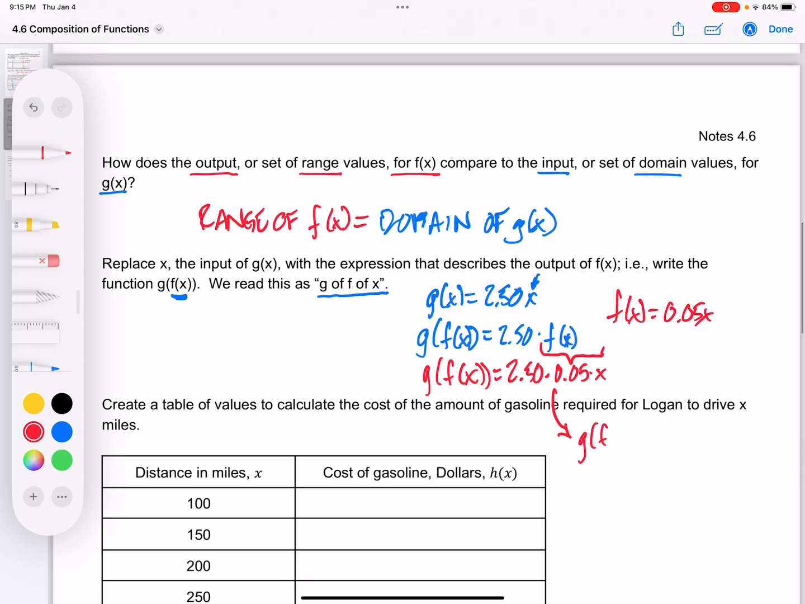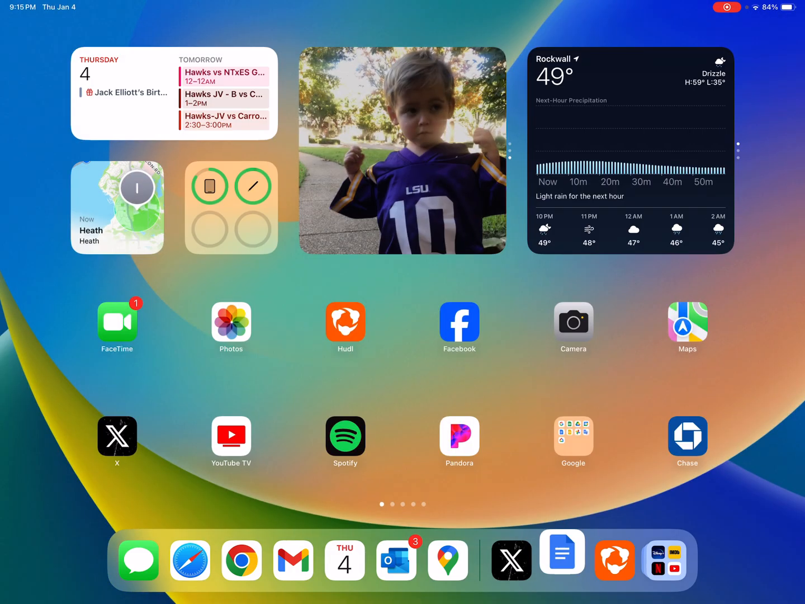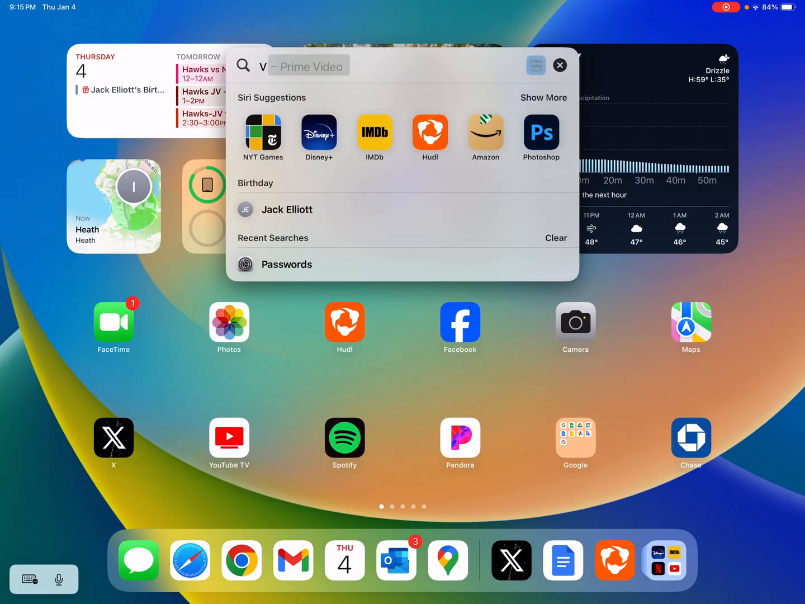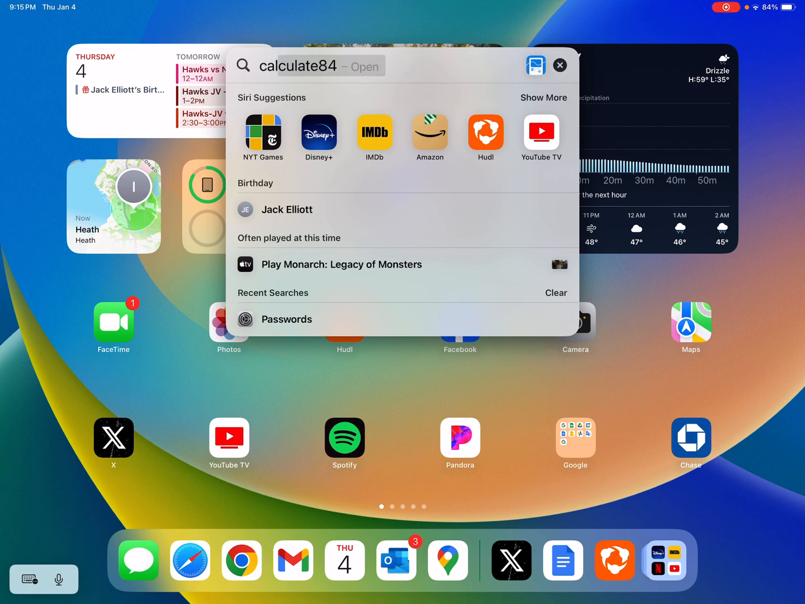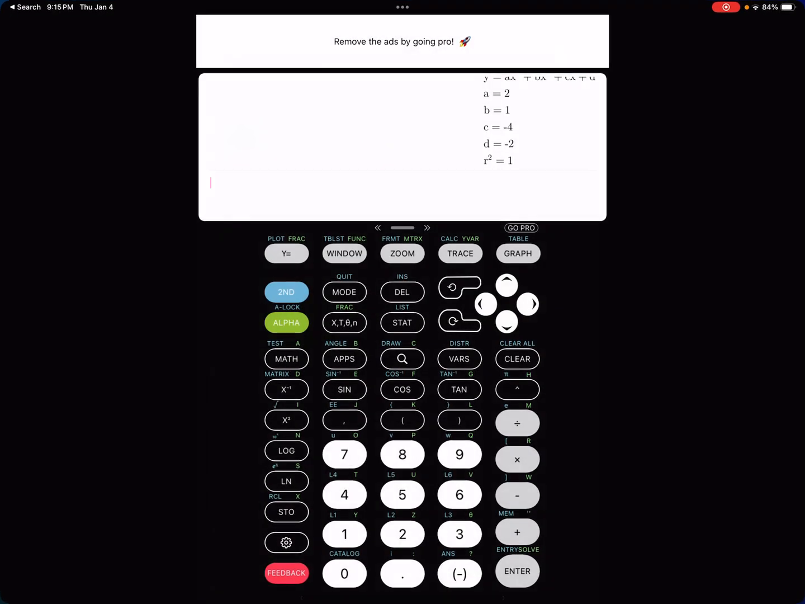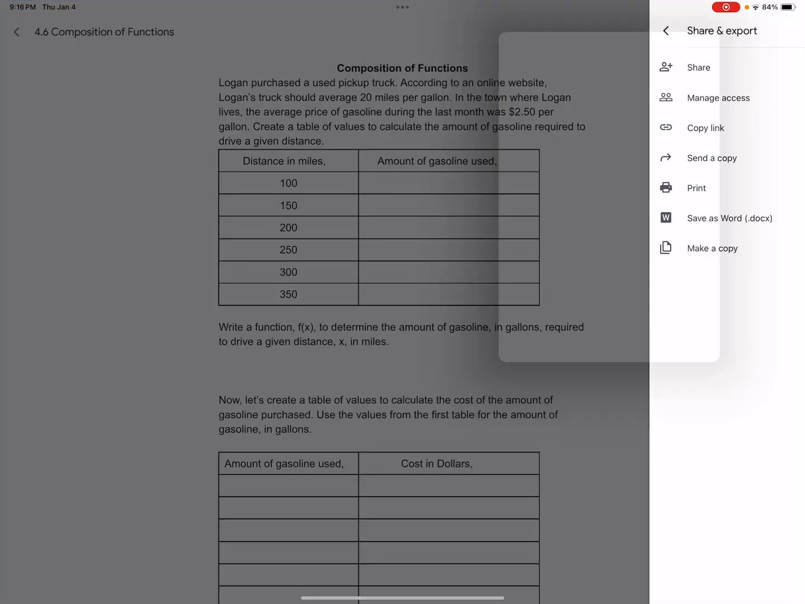G of f of x, and if we do 2.5 times 0.05, let's look at our calculator. We're going to do 2.5 times 0.05, and that gives us 0.125. So that is our eventual, oh my stars and garters, are you kidding me?